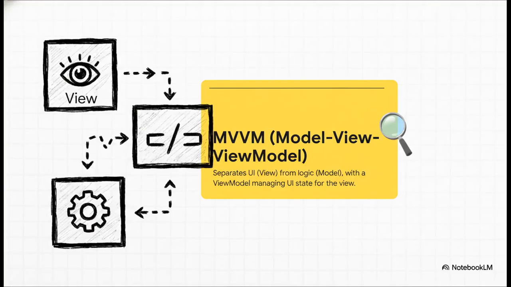A really popular pattern in the Compose world is MVVM, which stands for Model View View Model. The key idea here is just separation of concerns. Your UI, the view, is kind of dumb, and that's a good thing. It just knows how to display state. Your data and logic, the model, are totally separate. And the view model is the bridge, holding and preparing that state for the UI. This separation is so important because it makes your logic super easy to test and way easier to debug when things go wrong.